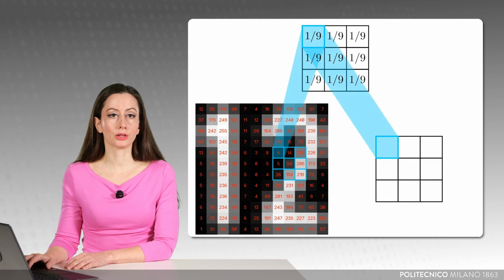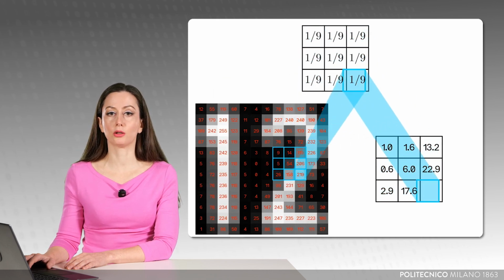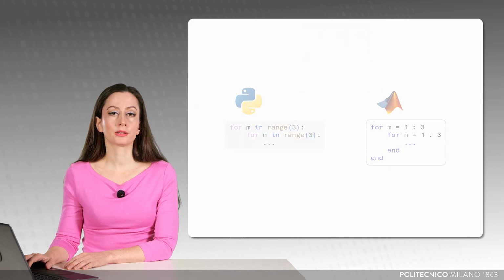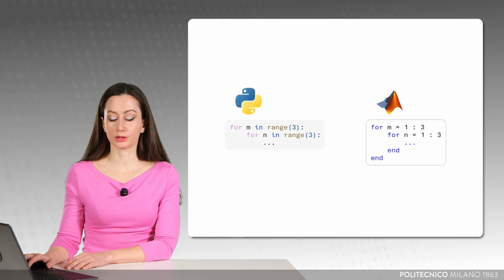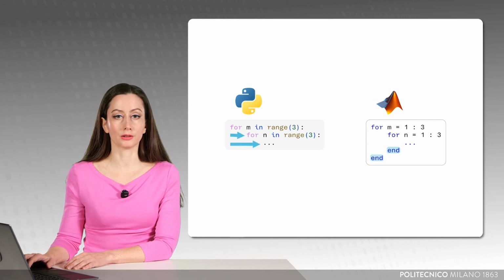To implement the operation called convolution, we have used nested loops to cycle over the rows and the columns of the image and the kernel. The syntax is similar in the two languages. But while in MATLAB a for loop is closed by an end, in Python we have to carefully use indentation.